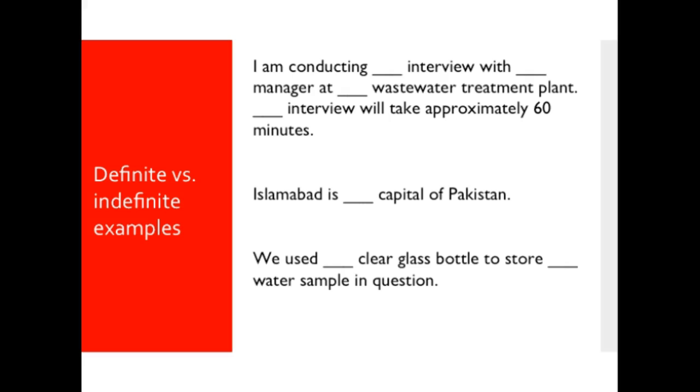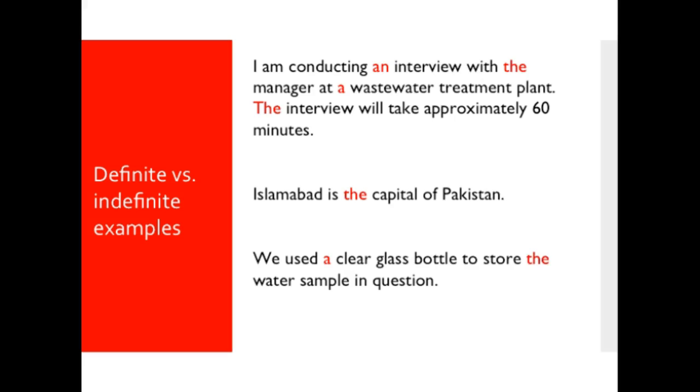And just to be clear, "a" goes before consonant sounds, and "an" goes before vowel sounds. So take a second, pause the presentation, and do your best, and we'll review. So hopefully you had a chance to fill in the blanks here.